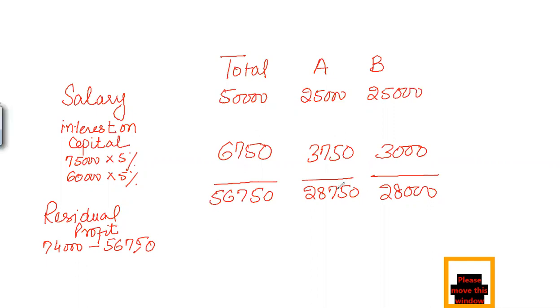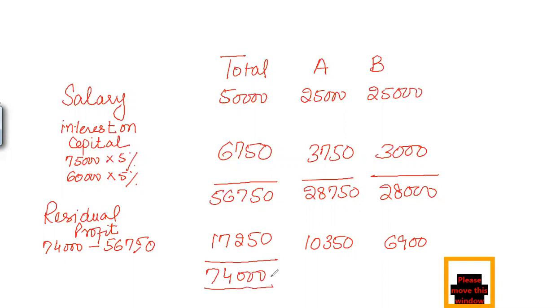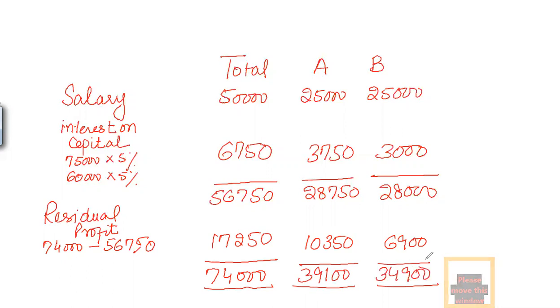So 60% belongs to our first partner, and the 60% share becomes 10,350, and the 40% share becomes 6,900, and the total becomes 17,250. So in this way, this becomes the total profit. Original 74,000. This is the total allocation to A. This is the total allocation to B. This is 39,100, and this is 34,900. So in this way, we have converted the profit for each partner.